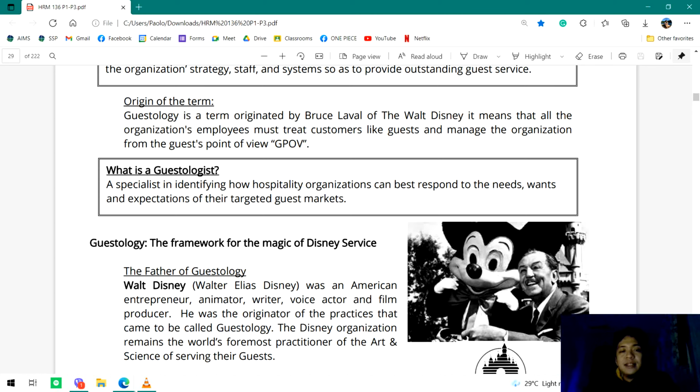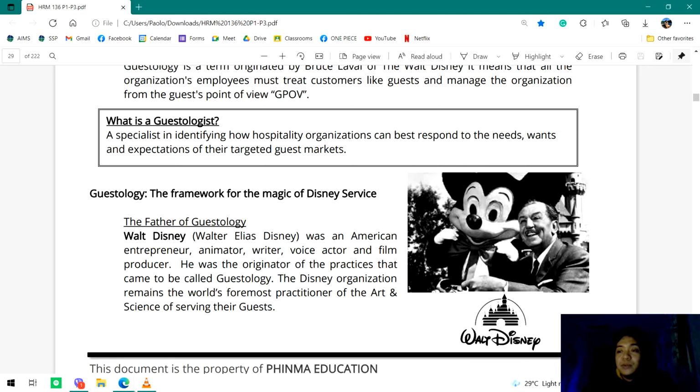So, where does the framework of guestology come from? How did it come into existence, yung term na guestology? Well, believe it or not, it was all under Walt Disney's creation. Siya pala talaga, sa kanya nagsimula ang term na guestology. At sa kanya nagsimula, basically, isa sa mga pinaka-prinsipyo na kailangan nating sundin in our hospitality and tourism industry. So let's begin.